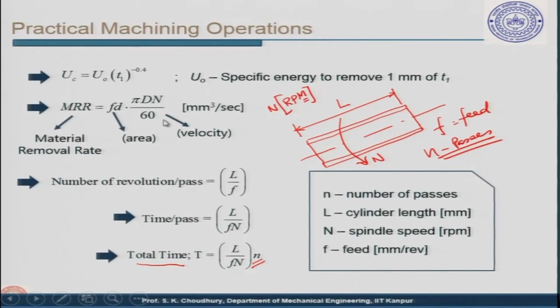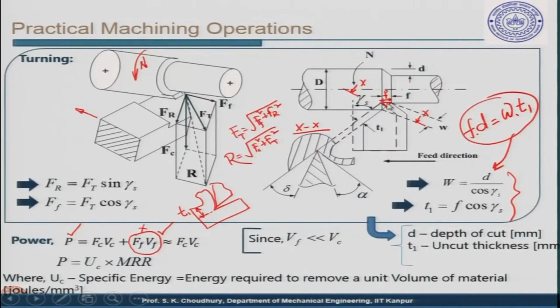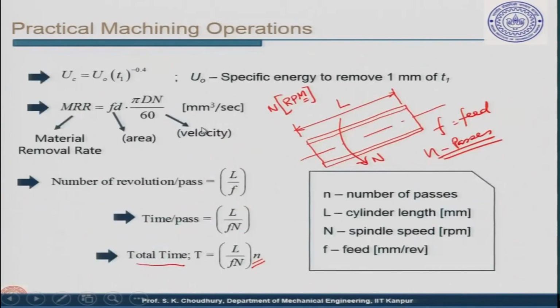So, therefore, we have taken the velocity divided by 60, that is pi d n by 60, and F into d is the area in case of turning. Sorry, in case of turning, F into d is the area of cut, and that multiplied by pi d n by 60 as the Vc gives you the MRR: the cutting velocity and the area.